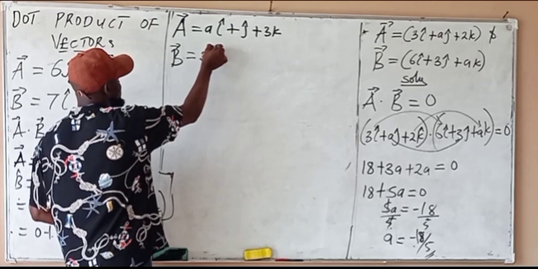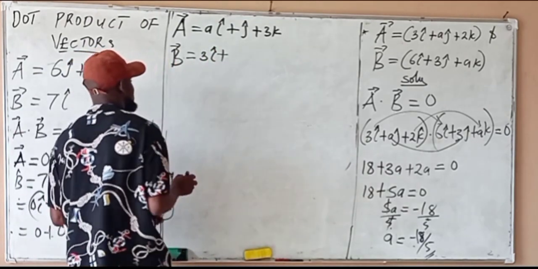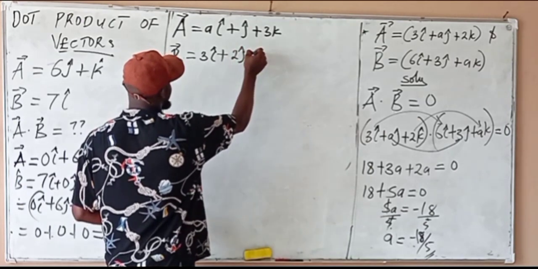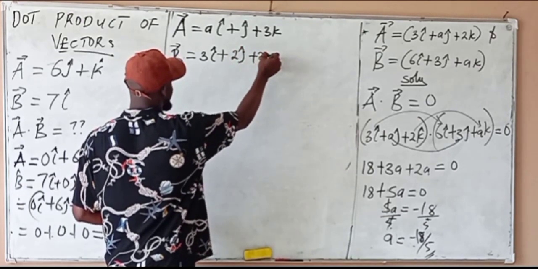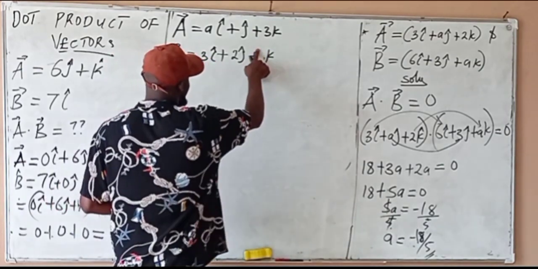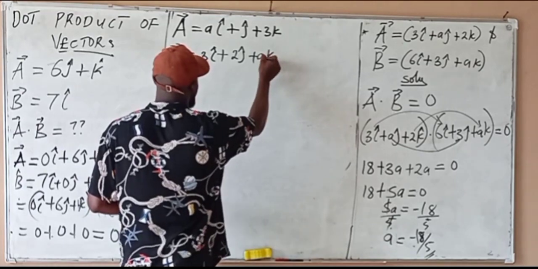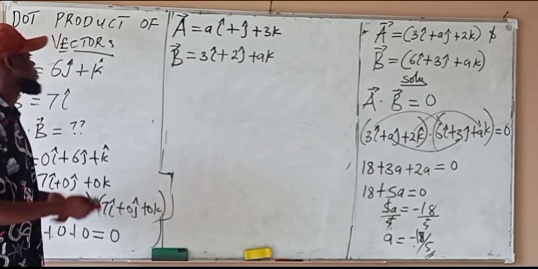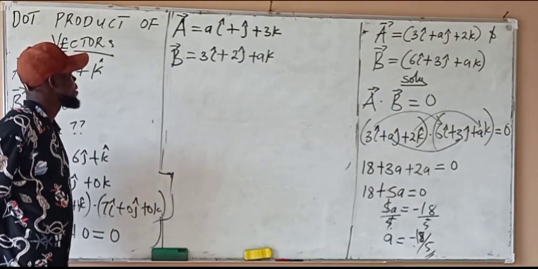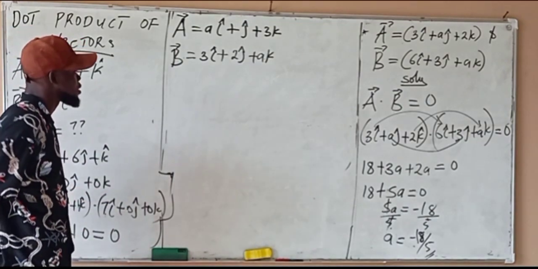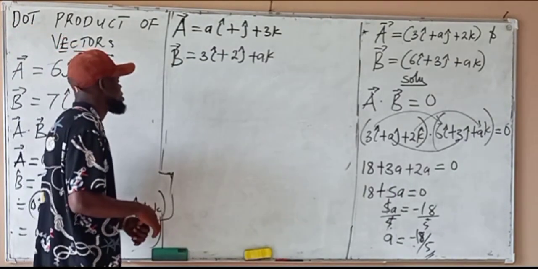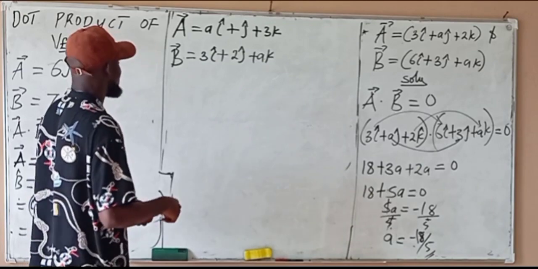3i plus 2j plus 3k. Let us say plus Ak. So find the value of A for these vectors to be perpendicular.